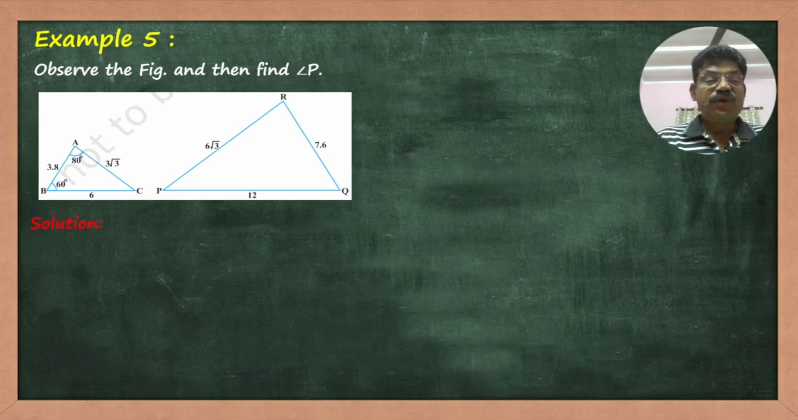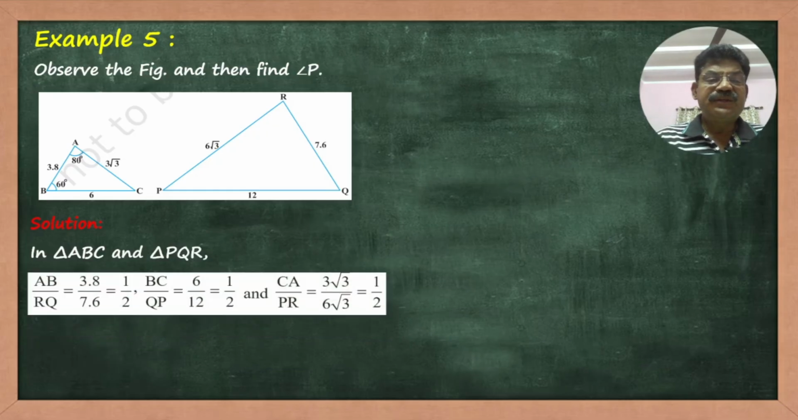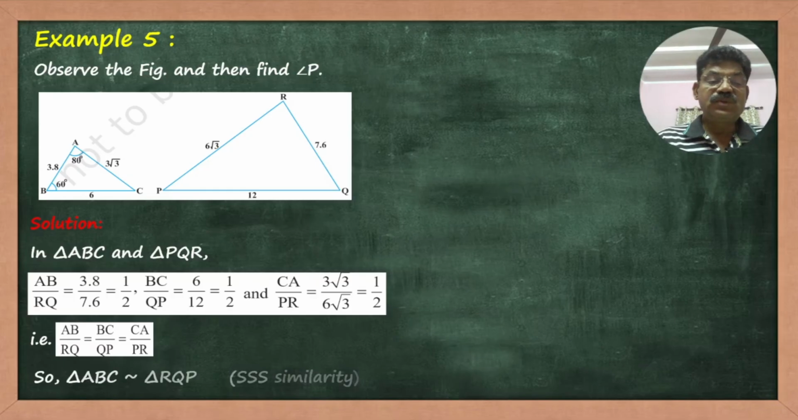Now, what I am going to do is, I find the ratio between the sides. So, AB by RQ. AB is 3.8, but RQ is 7.6. When you form the ratio, it is 1 by 2. BC is 6, PQ is 12. Ratio is 1 by 2. So, CA is 3 root 3, PR is 6 root 3, ratio is 1 by 2. Therefore, AB by RQ is equal to BC by QP is equal to CA by RP. So, triangle ABC is similar to triangle RQP.